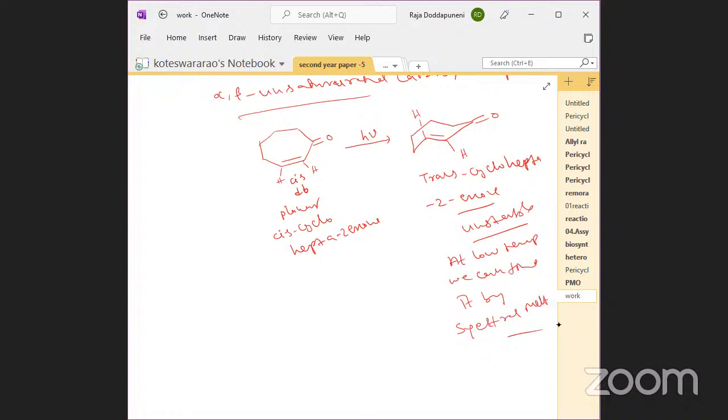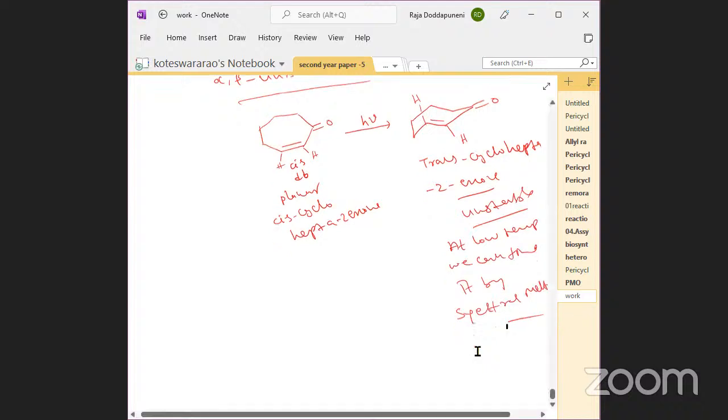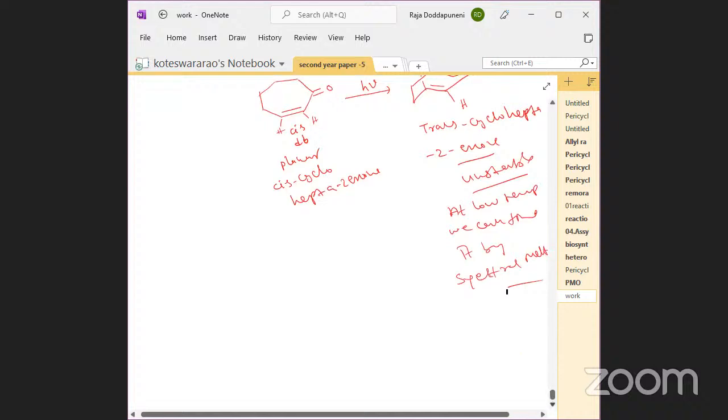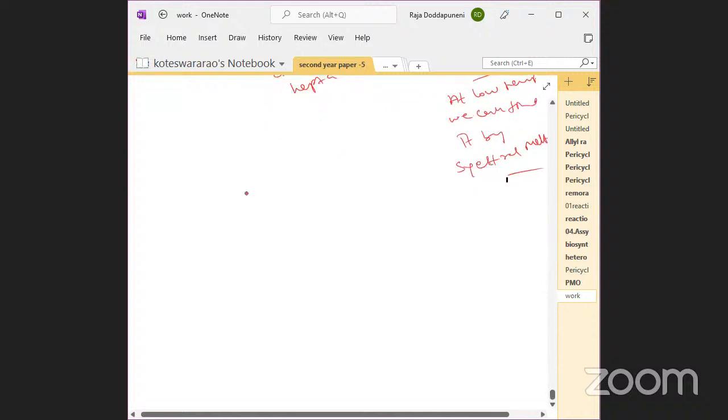Right? Similarly, cyclooctane-2-enone also produces the same product, the same cis-trans isomerization reaction. This is a planar ring system. The cis cyclooctane-2-enone, when irradiated with light, is now in the cis form. The two hydrogens are on the same side, the similar bonds are on the same side, carbon-carbon.